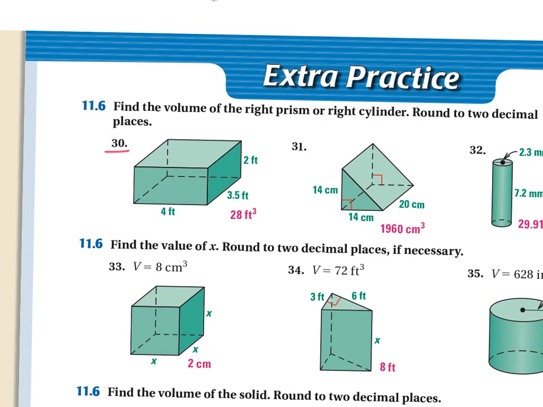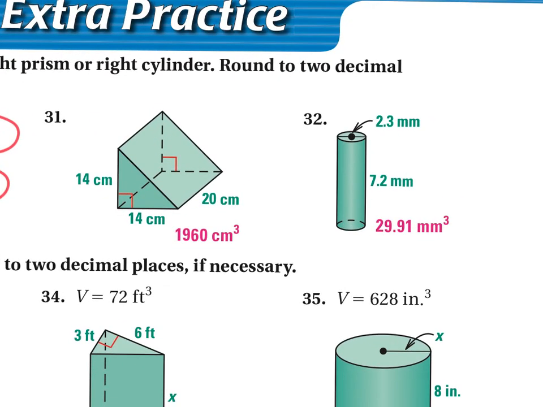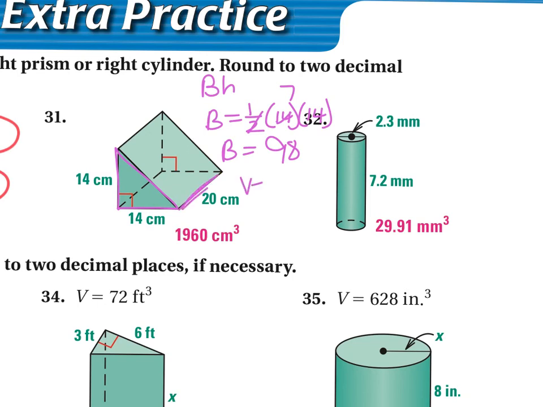Number 30, find the volume of, this is a rectangular prism, so volume here would just be length times width times height. So I would take 4 times 3.5 times 2, and that gives you that 28. 31 is a little bit harder, so this volume is base area times the height. So the area of the base, and the base is this triangle, would be 1/2 times 14 times 14, or 7 times 14, which is 98, and then the height is 20. So volume would just be 98 times 20, which is that 1960.